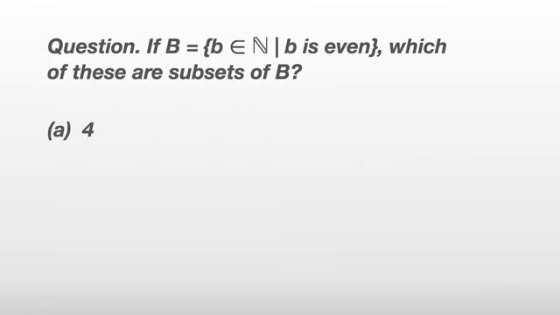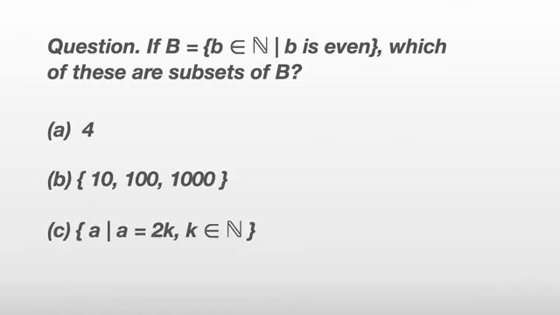A, 4, B, the set containing 10, 100 and 1000, or C, the set containing A such that A is equal to 2k where k is in the natural numbers. Well, 4 is an element of B, but not a subset. It's really easy to get mixed up between elements and subsets, but a clue is that the word subset contains the word set, and subsets are always sets themselves. The set containing 10, 100 and 1000 is a subset of B, because these are all even numbers.